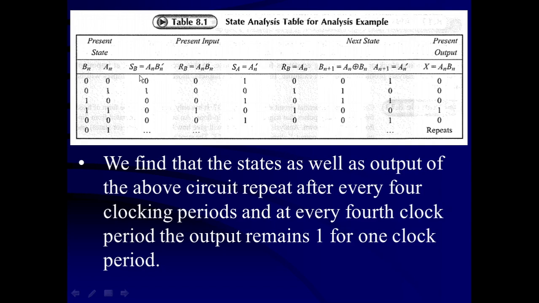And we can see that An and Bn is going to be 0, 0. So 0 direct sum of 0, that is going to be 0. An plus 1, the next state output for the flip-flop A, that is An dash. So An is going to be complemented, 0, so it is going to be 1. Now what is the present output? X is equal to An Bn. So An is equal to 0, Bn is equal to 0. So X output is going to be 0. So after one clock pulse, the present output remains to be 0 only.